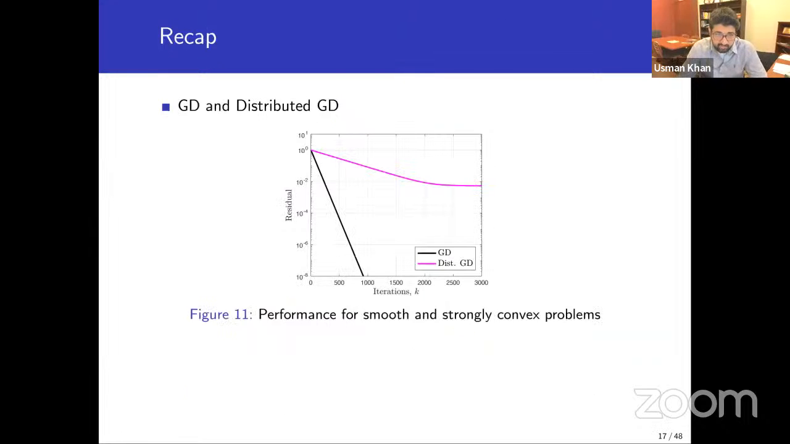If I plot, for a simple smooth and strongly convex problem, gradient descent, which is centralized and has all the data, then because the functions are smooth and strongly convex, on a log scale the residual will go to 0 linearly. And distributed gradient descent, which is that mix and descent algorithm, will come down linearly but then settle at some error. So it begs the question: how do we remove the steady state error in distributed gradient descent?